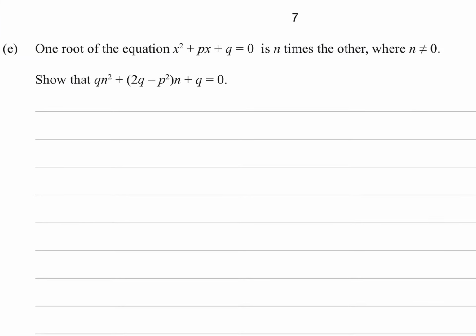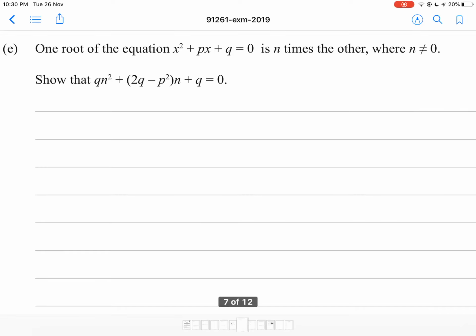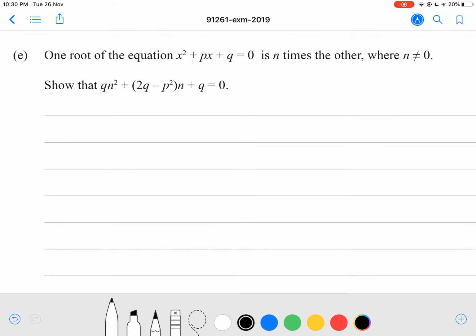One root of the equation x squared plus px plus q is n times the other, where n is not 0. Show that qn squared plus 2q minus p squared n plus q equals 0. Alright, so you have x squared plus px plus q equals 0, and one root is n times the other.